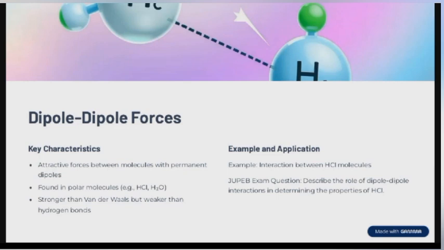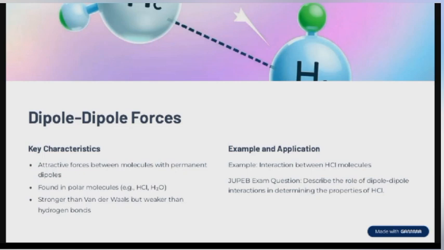Their dipole is not switching sides. Maybe the left-hand side is the negative side and the right-hand side is the positive side. That is constant, continuously constant. So these are species called permanent dipole species. When there is an attraction between two dipoles of that nature, the force of attraction between those molecules is called dipole-dipole force of attraction.